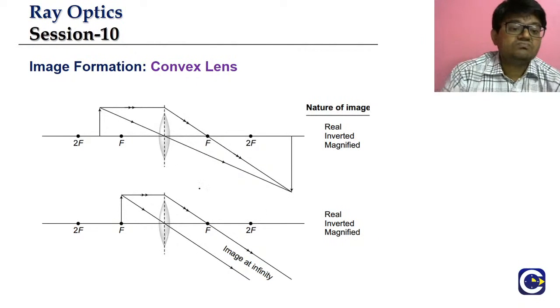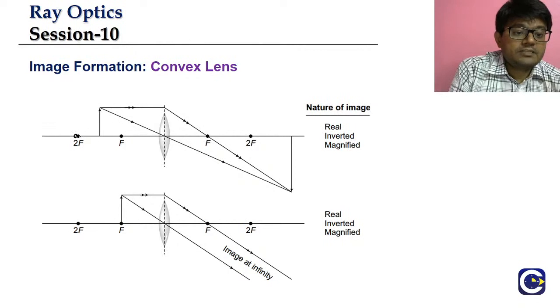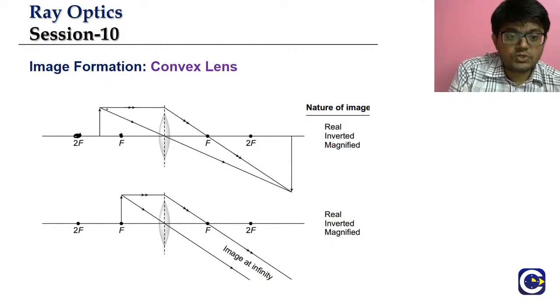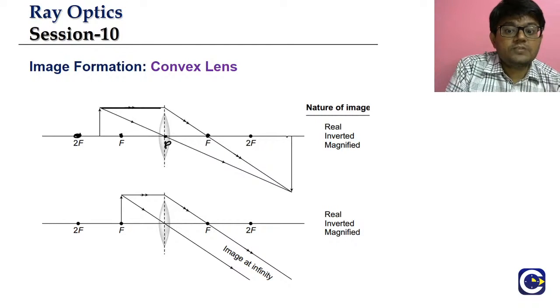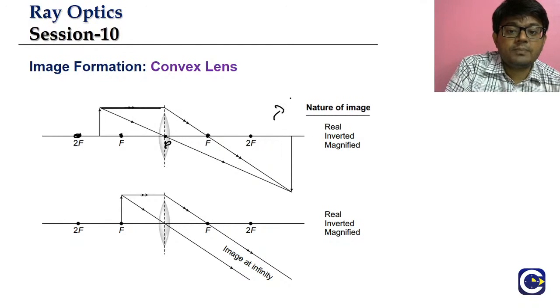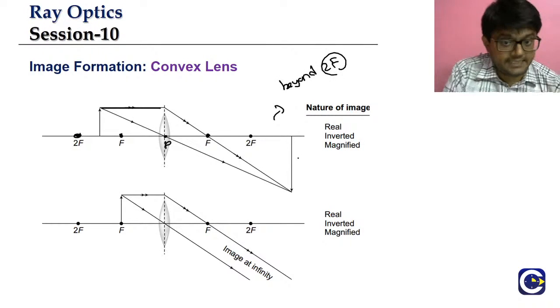Next we'll come to the object placed between 2F and F. So here also you can see, draw a ray parallel, it will pass through the focal point on the other side. Draw a ray passing through the optical center P, it will go undeviated. Where do we see the image formed? It is getting formed beyond 2F on the other side.